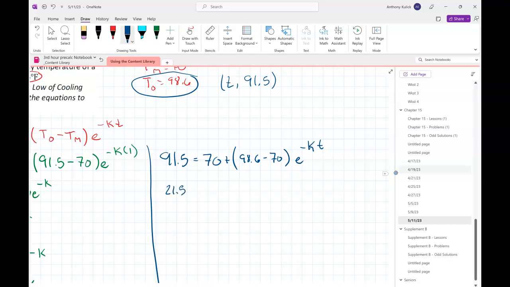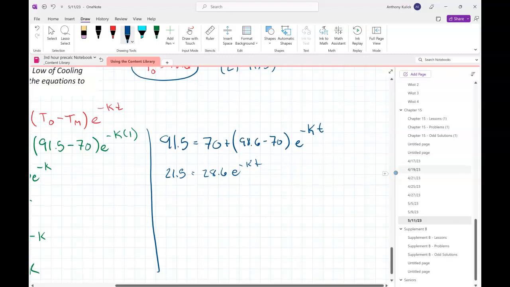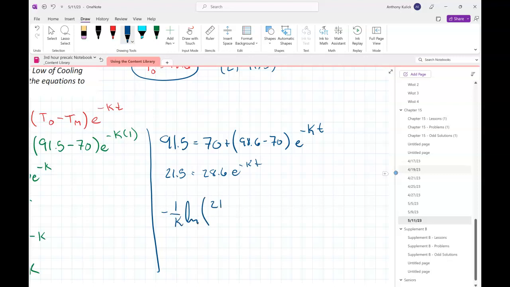So again, I'm going to do this algebraically. You could, if you wanted to, do this graphically. Again, it's just for grins that I'm doing this. So divide by 28.6, do the natural log of both sides, and then divide by negative k. I'm going to do that all in one step, mostly because it's all going into my calculator anyways.